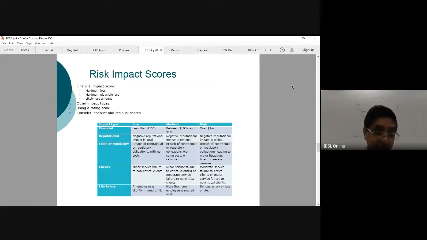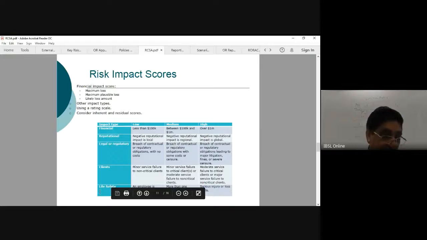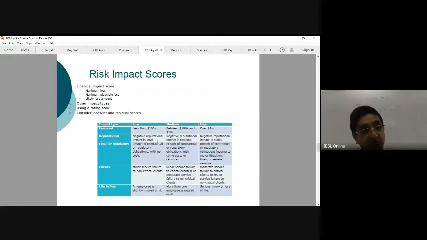Then for risk impact, you have this type of criteria: financial impact, reputational impact, legal or regulatory impact, client impact, or safety impact. Because that can be quantified.